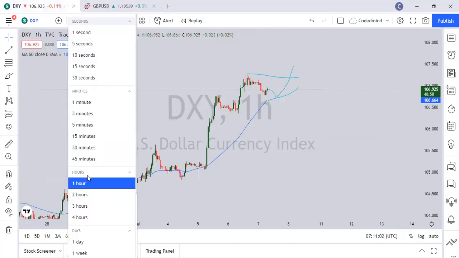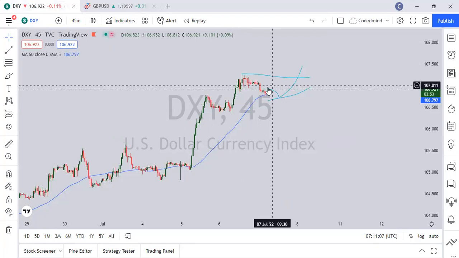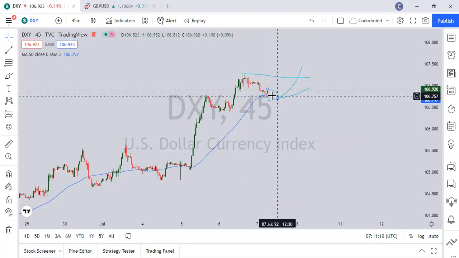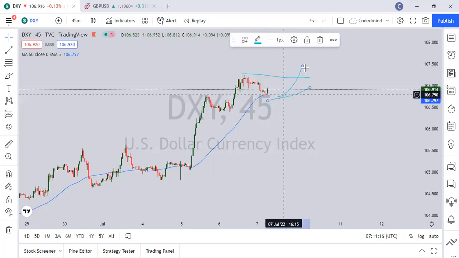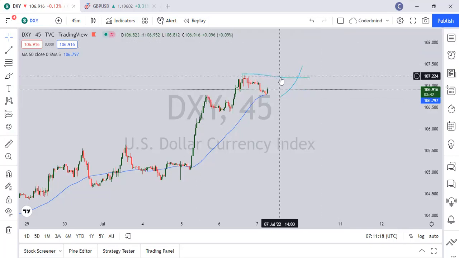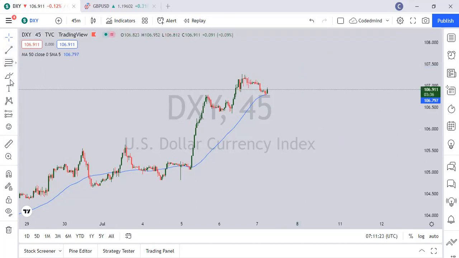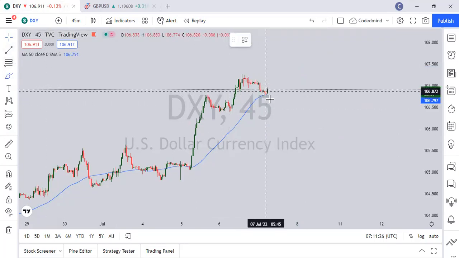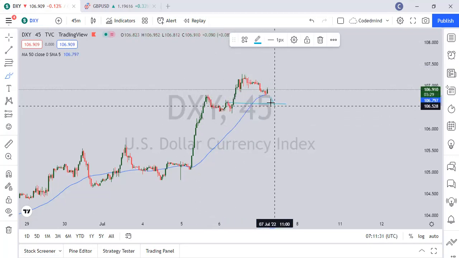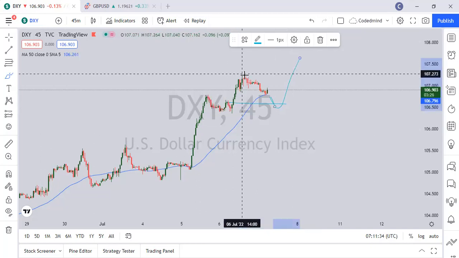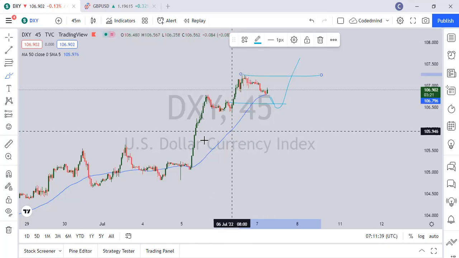Now, I would like to look at DXY on the 45-minute to know what is happening. On the 45-minute, as you can see, it has already retested the 50 moving average. So I'm expecting price to move in the opposite direction, or price likely to do a little fake out, maybe to this area here, just to test this area, and then we will see price move, taking out this area over here, this high over here.